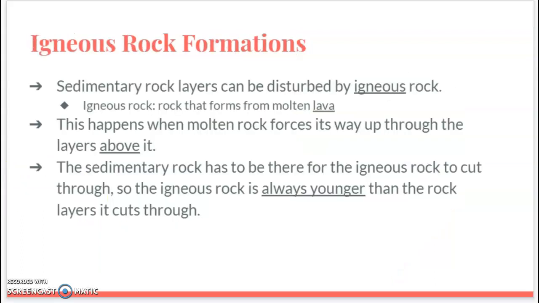Okay. Igneous rock formations, this is the other type of rock we're going to talk about. So sedimentary rock layers can be disturbed by igneous rock. So that means something is messing up the consistency of the layers. Let's remember that igneous rock is rock that forms from molten lava. So this happens when molten rock forces its way up through the layers above it. The sedimentary rock has to be there for the igneous rock to cut through. So the igneous rock is always younger than the rock layers that it cuts through.